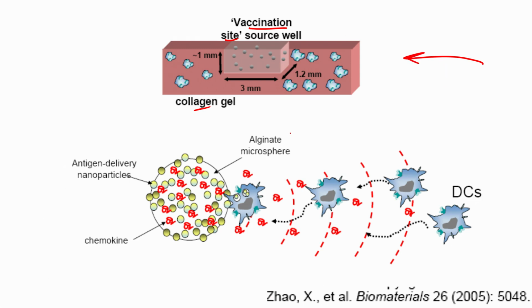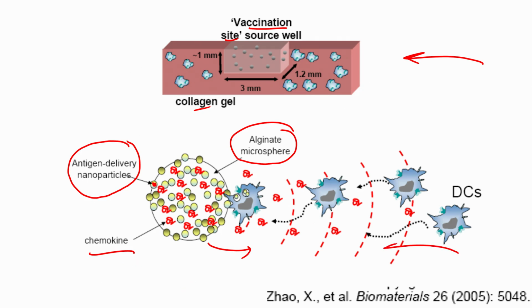Here is another example. In this case you are putting in alginate microspheres. These alginate microspheres are encapsulating, first of all, antigen carrying nanoparticles, which are encapsulating the antigen, and then you have also encapsulated chemokines, which are the chemoattractants. So like your rod in the previous case, you will have these things release out, they will attract more and more immune cells, dendritic cells to these alginate microspheres, and once these come in they will take up your particles containing the antigen and then mount an effective immune response against whatever antigen you are delivering.